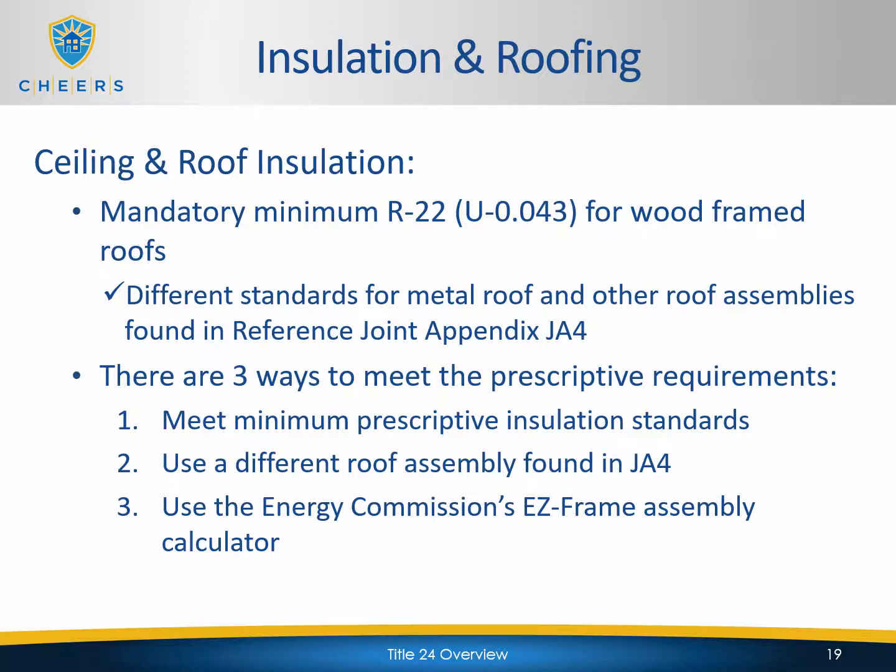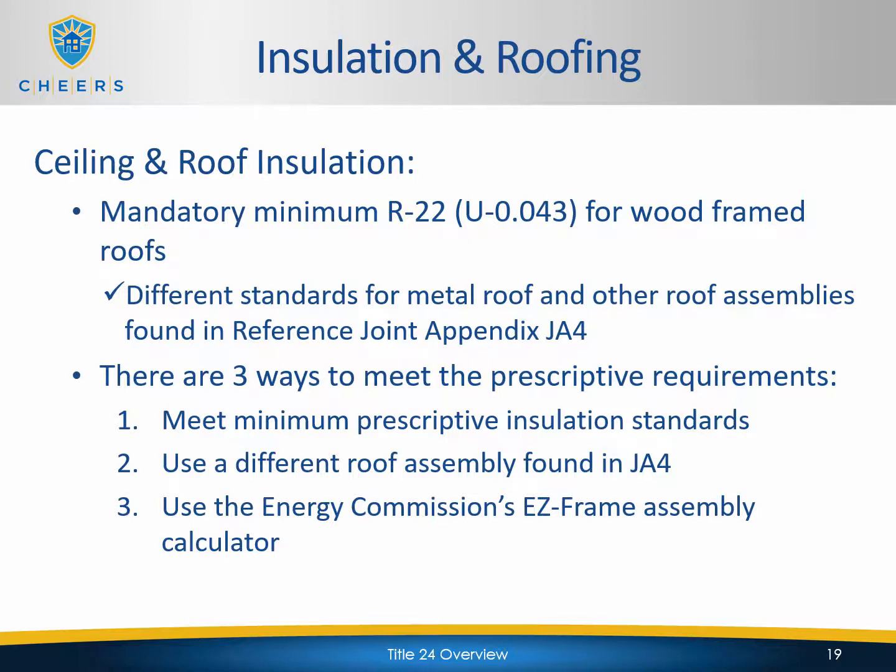So for our mandatory measures, the mandatory minimum is going to be R22 or an overall U factor of 0.043, and this will be for wood framed roofs only. There are different standards for metal roof and other roof assemblies, and those can be found in reference joint appendix JA4. And then we do have 3 different ways to meet the prescriptive requirements that we saw.